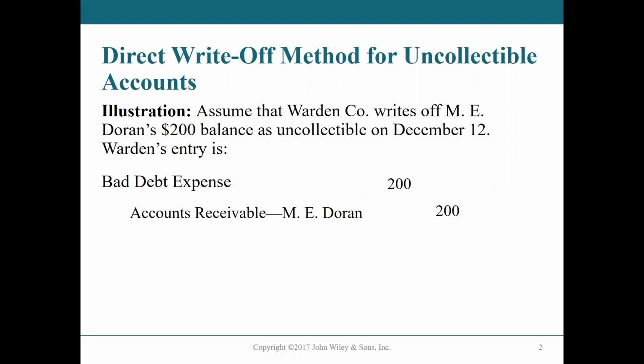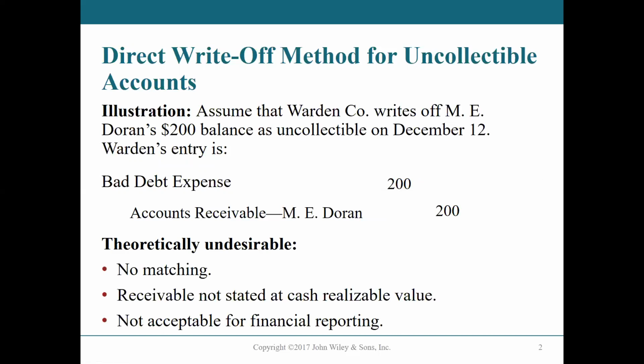So we sell something to somebody in December, and then in January we decide they're not going to pay us and write it off. Now we've got a revenue in 1 year and an expense in the other that should match up with each other, but they don't. So this is the direct write-off method, and so that's all the reasons why it's undesirable.